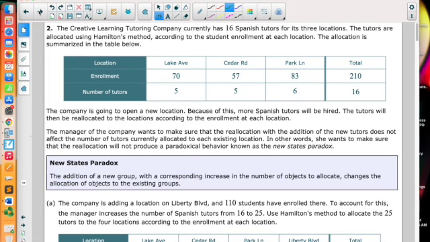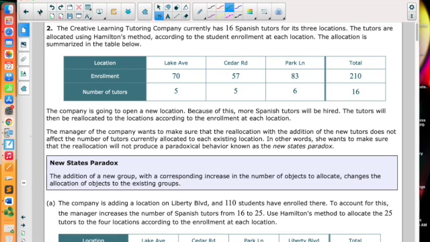The manager wants to make sure that the reallocation does not affect the number of tutors currently allocated to the other locations. In other words, she wants to make sure that the reallocation will not produce a paradoxical behavior known as the new states paradox. The addition of a new group with a corresponding increase in the number of objects changes the allocation of objects. We want to make sure that does not happen.